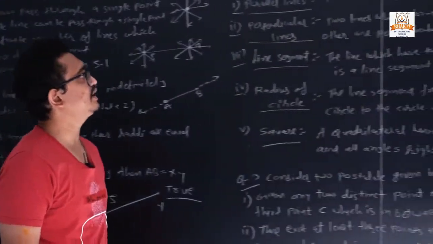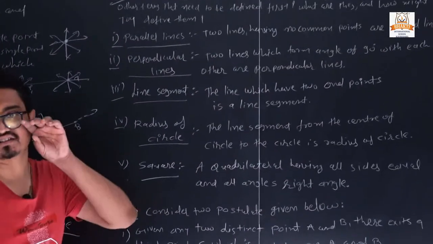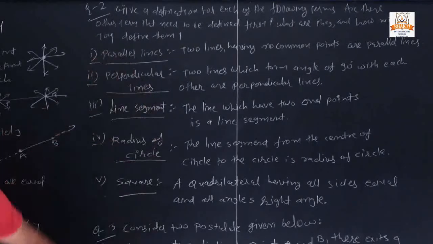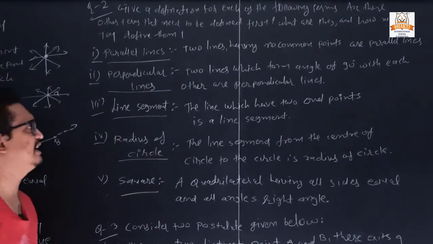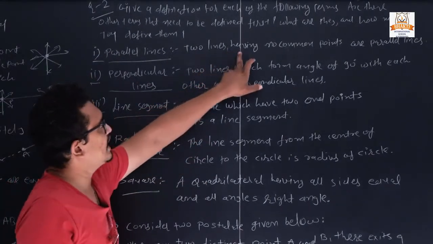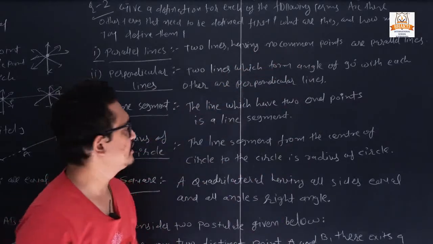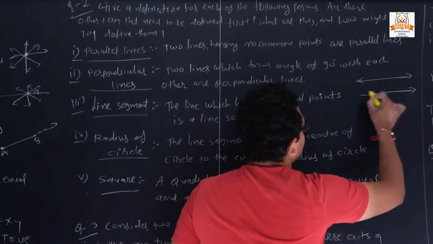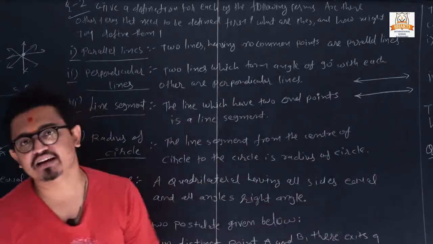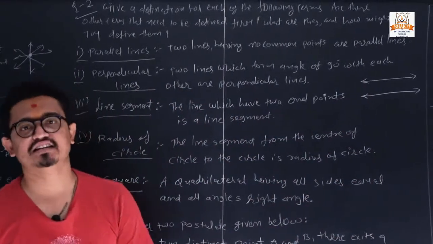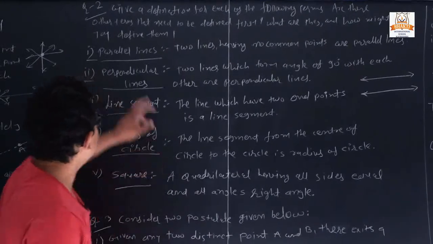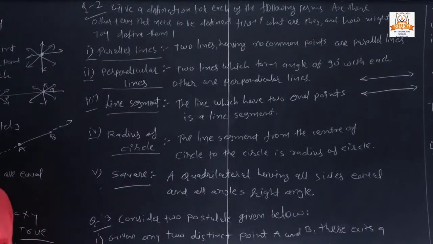Now we are going to our next question, definitions. Clear? So first definition, parallel lines. You are also familiar with parallel lines: two lines having no common point. We can draw them like that, like the tracks of a railway. Clear? They do not intersect at any point. So they are called what? Parallel lines.